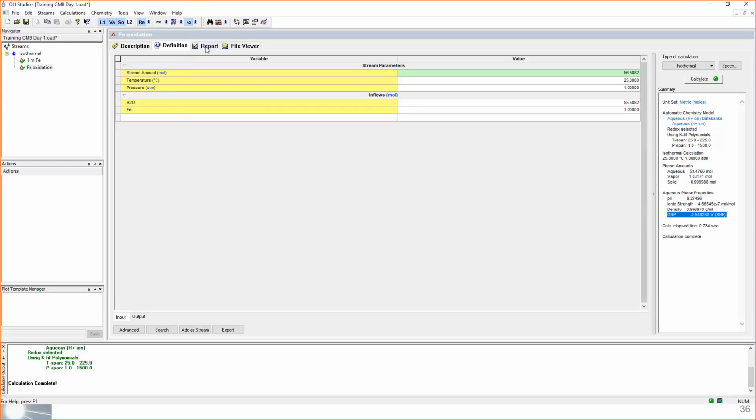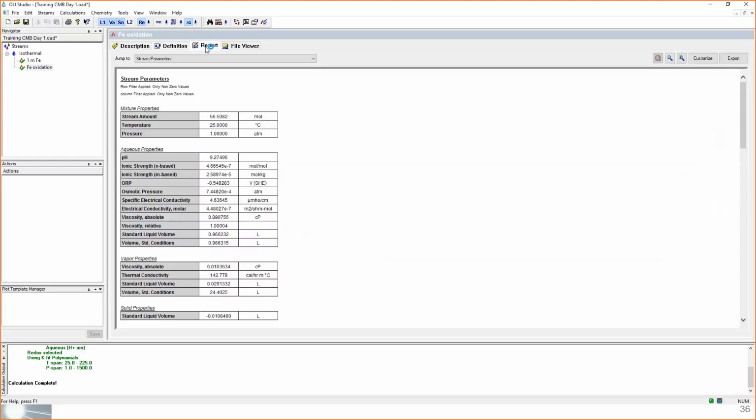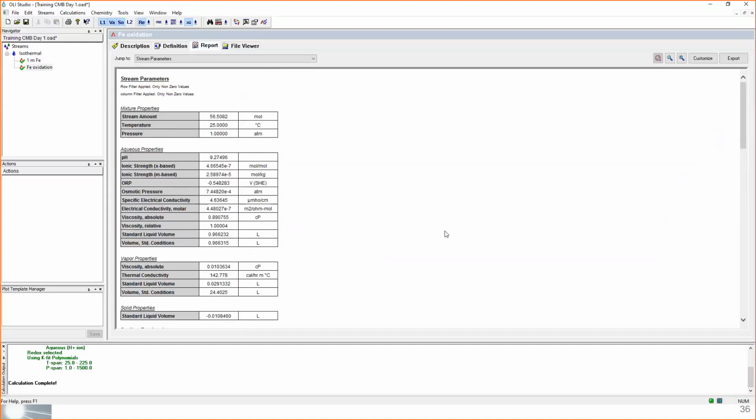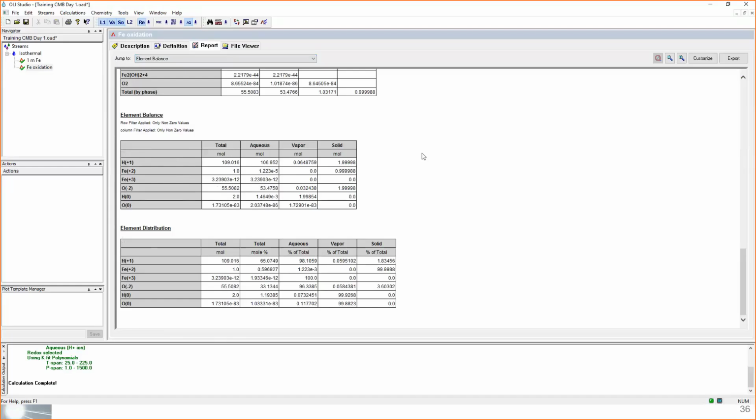Then we go to the report. I want to analyze a specific table to see what happened now with this calculation. So again, you have stream parameters, etc. If you don't want to scroll down every time and want to go specifically to your preferred table, just go to this option that says jump to, click on that, and select the table you prefer. In this case, we're going to analyze the element balance table, which is usually at the bottom of the report.